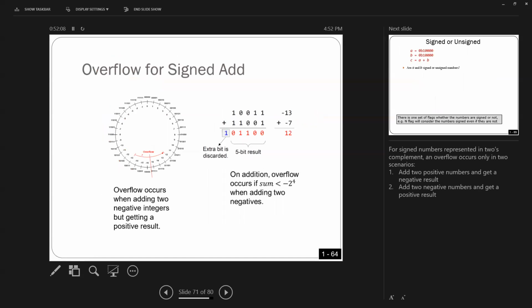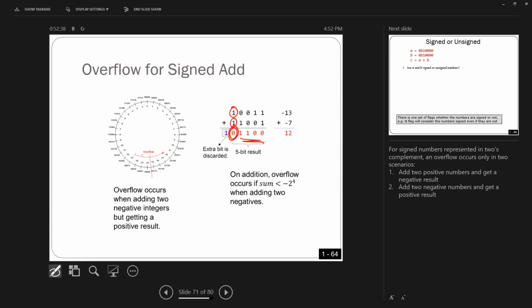Let's see the other case here. Here I'm going to add a negative number to a negative number. So this one is 1 and this one is 1, and then the result is positive, as you see here. So you added negative plus negative, and you got a positive result.